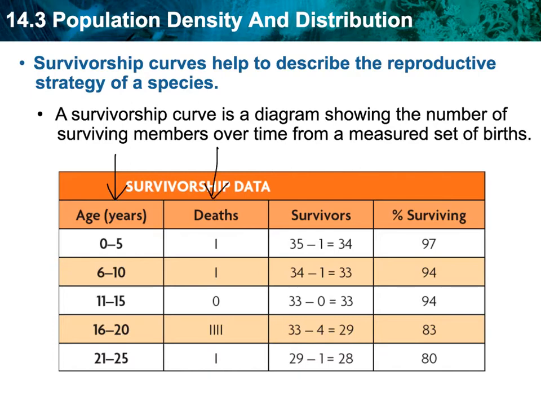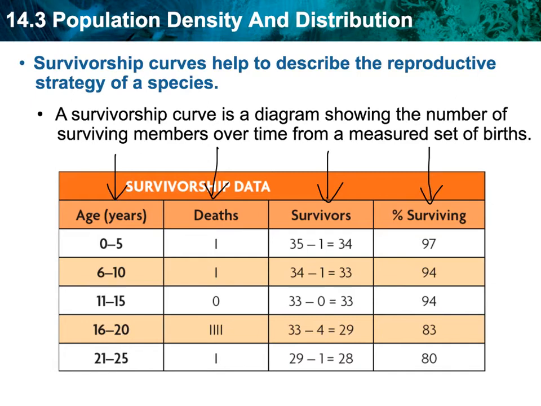There's a tally in the second column of the number of deaths, how many individuals within that population died each of those sets of years. And that allows us to fairly easily find the number of survivors, how many within that cohort are still alive at that particular time. That allows us then to calculate the percent survival rate.